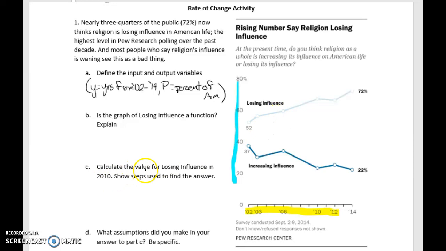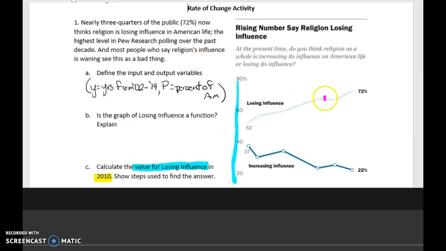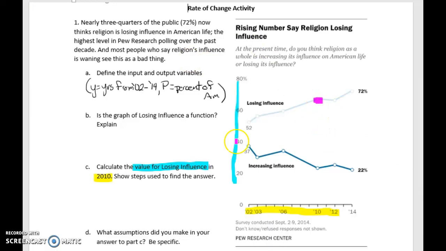Now we want to calculate the value for losing influence in 2010. So that means I want to know a percentage at an input value of 2010. If I look here, and we were talking about losing influence, essentially what I'm looking for is that spot right there. We're not using the graph to approximate it, we're actually going to calculate this.